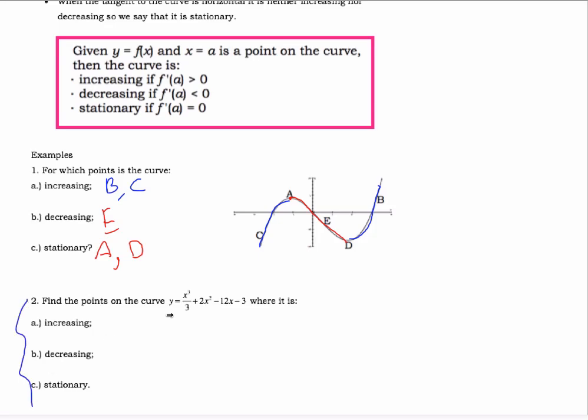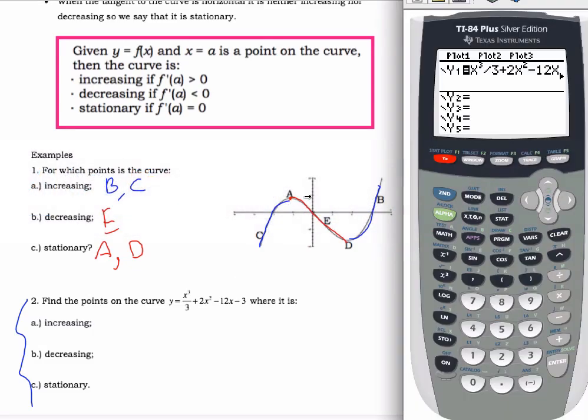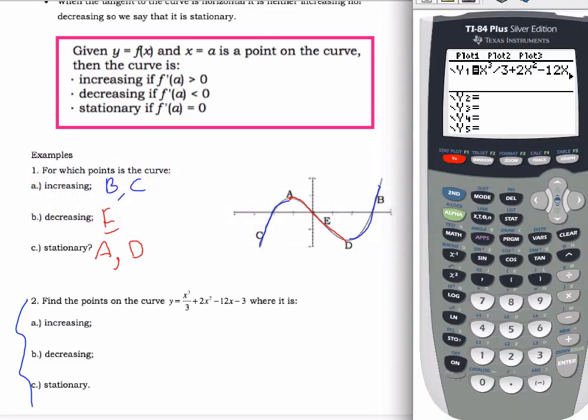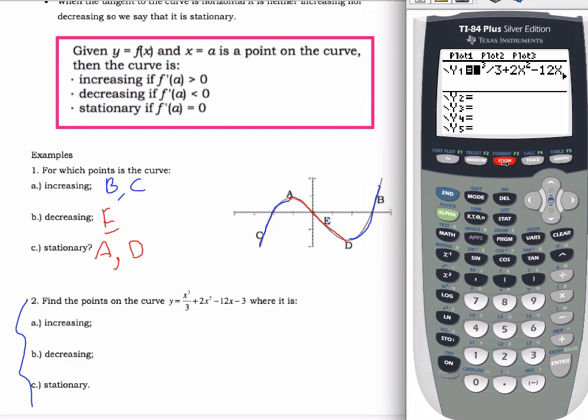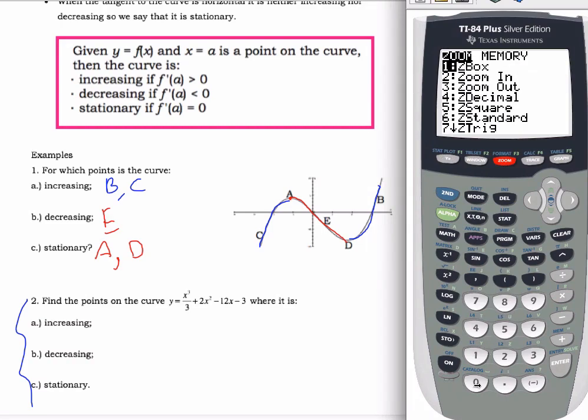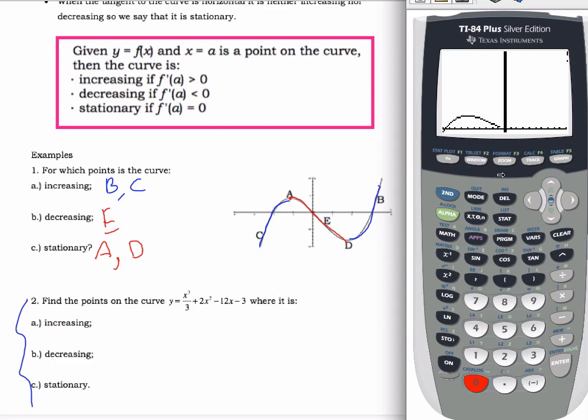The easiest thing to do here is to draw the graph of this function. So I'm going to do that on the calculator. I've already typed in the graph, and here's an important tip for graphing. If you press zoom 0, which is zoom fit, it usually shows you all the relevant points that you need. So here we see that we have 2 stationary points.